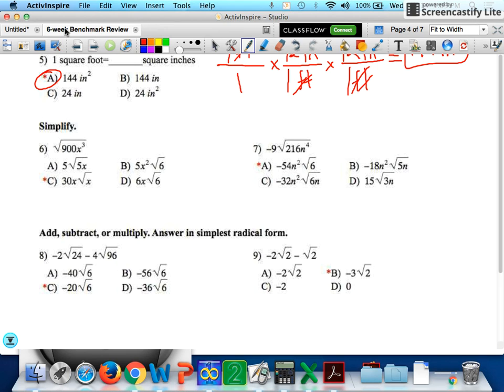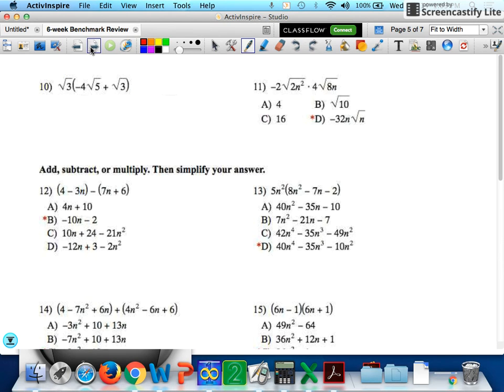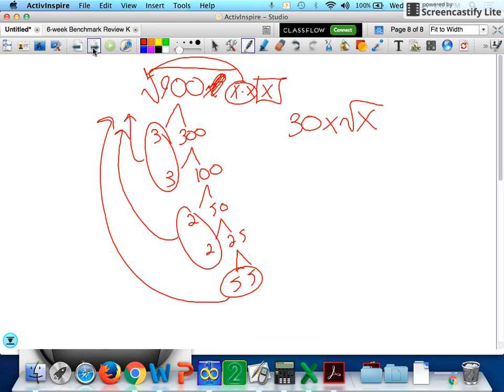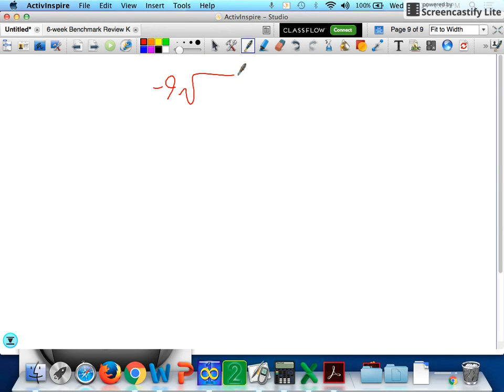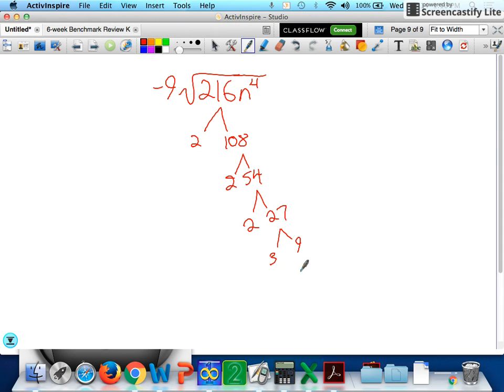Our next simplification is -9 on the square root of 216 n to the 4th power. And I just start breaking down 216. 2 and 108, 2 and 54, 2 and 27, and then 27 is not even, so I start using some 3s. There's a pair of 2s. There's a pair of 3s, but look, we left behind a 2 and a 3.